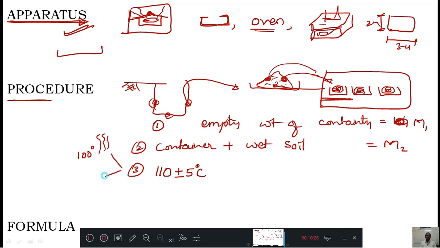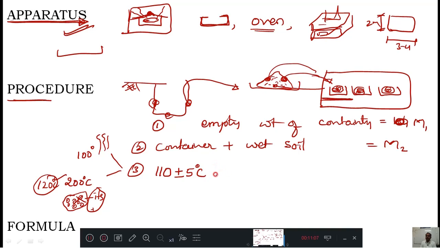Then your next question might be, sir, what happens if I take 200 degrees centigrade and determine the water content? When you increase the temperature more than 120 degrees, some textural properties and structural properties inside the soil will collapse. Soil will lose its strength. Therefore, we should not disturb the soil's own property, and we should only evaporate the water. Therefore, we have to maintain 110 degree plus or minus 5 degrees centigrade.